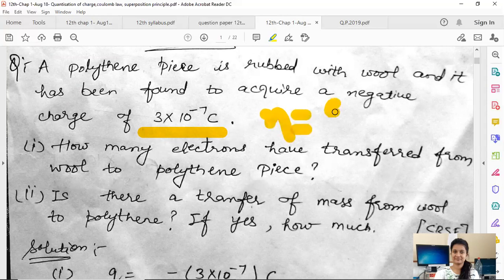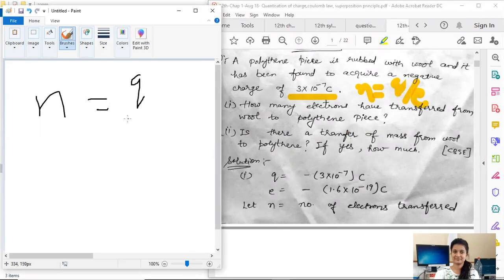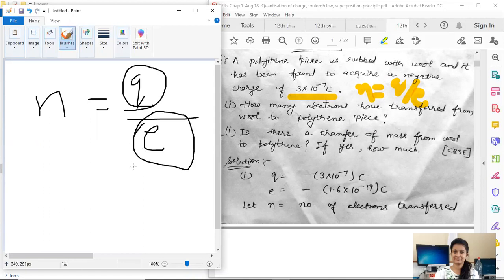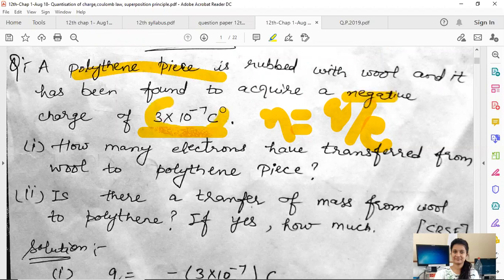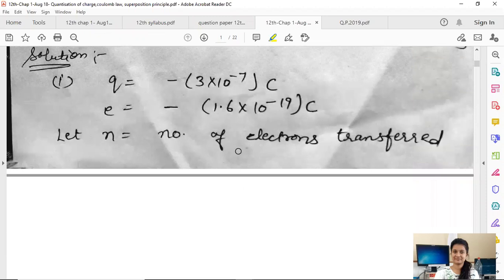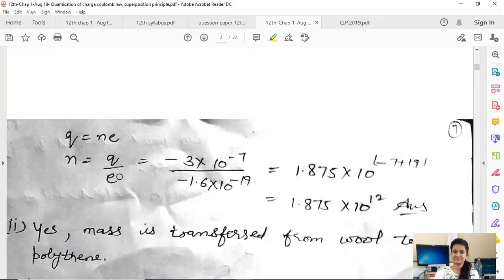N is equal to Q by E, and Q is given as 3 into 10 to the power minus 7, and E is 1.6 into 10 to the power minus 19, and this will be negative because this polythene piece acquires a negative charge. So you can calculate the number of electrons transferred according to this first part as N is equal to Q by E.